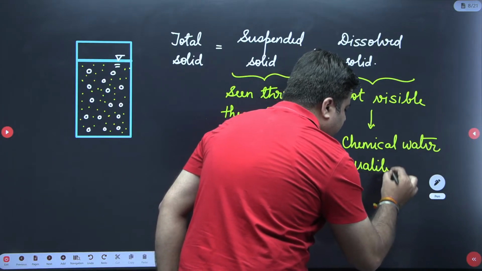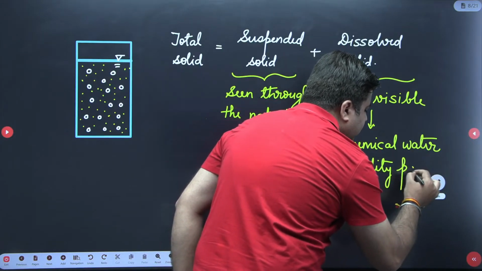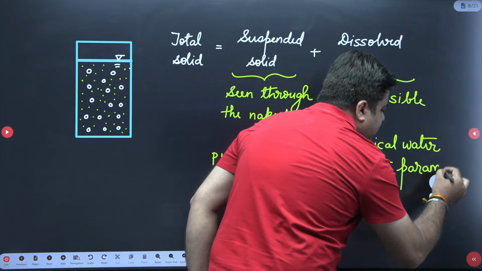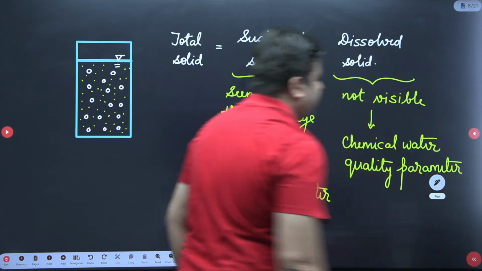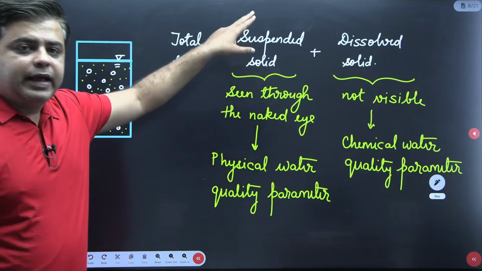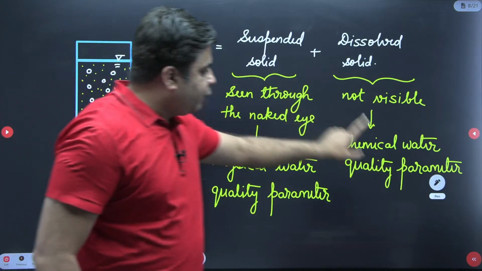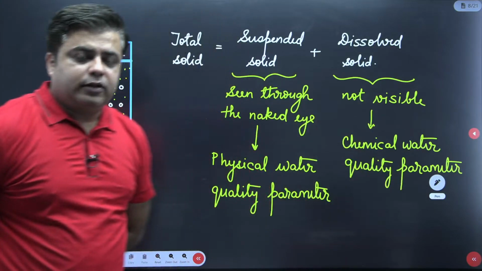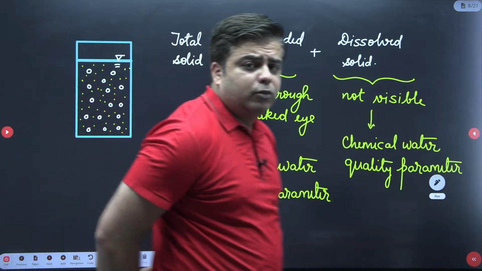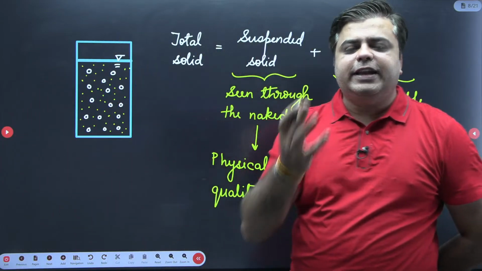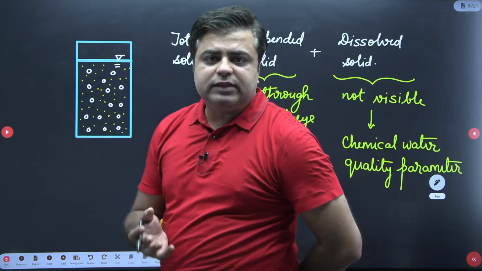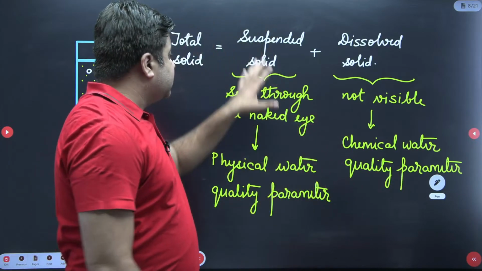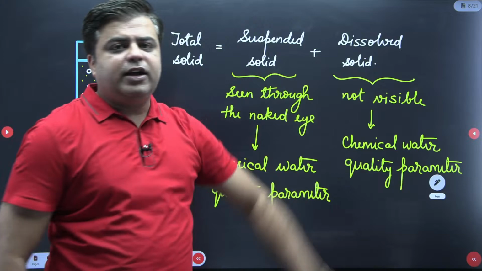Now I am coming to my question, and the question is, can this suspended solid affect the chemical property of water? Can this suspended solid affect the chemical quality of water? This is my question, and this is one of the most basic questions of any interview. What they are going to ask? They are going to ask whether this suspended solid can affect the chemical quality or not.